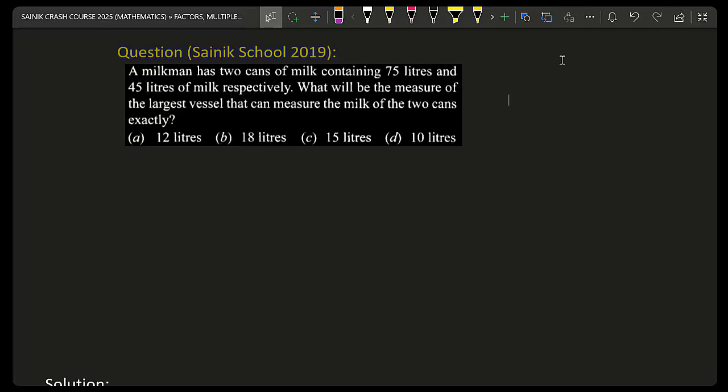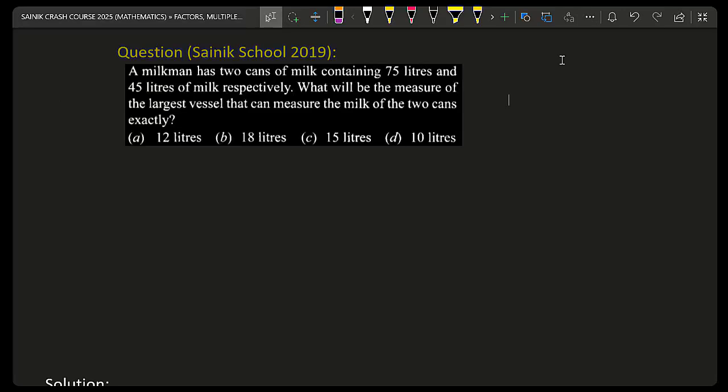In the question, we have to speak HCF. Speak loudly. Here in the question, they're creating factors. Very good. Because the largest vessel they're taking must measure all the 75 liters, it should be a factor of 75 and it should be a factor of 45. Because this question is creating factors, we have to find the HCF of 75, 45. Very good, Ritvik.